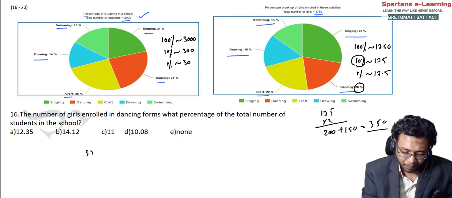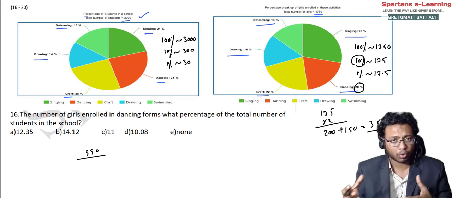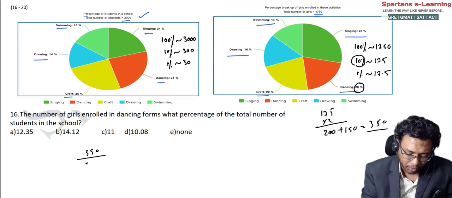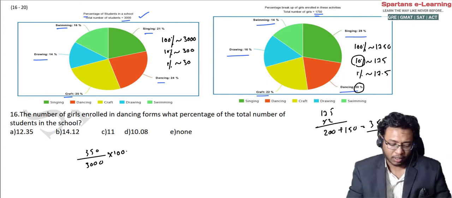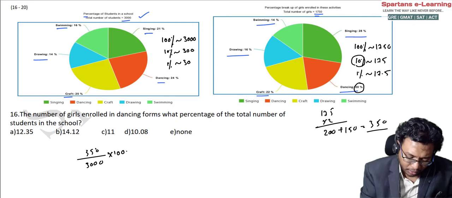So 350 forms what percent of the total strength? You know the total students, how much is that? 3000. So it is 350 by 3000 into 100. That's it. Now it is easy to simplify here.